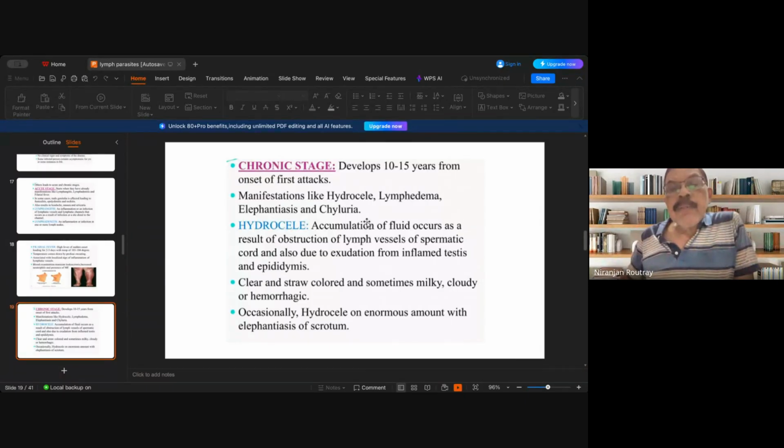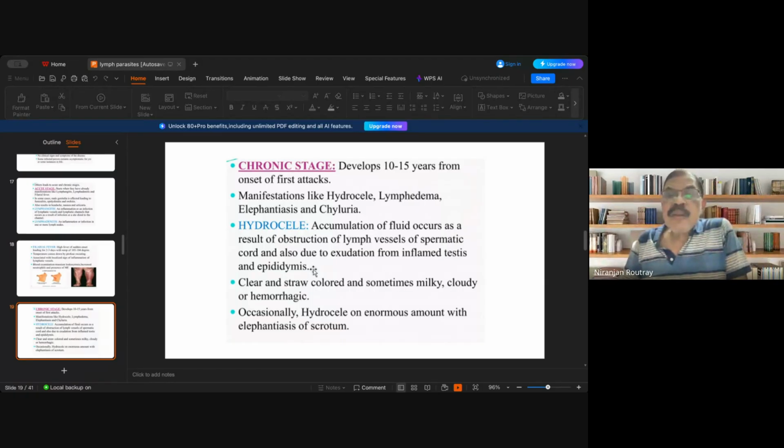Urine is normally clear and straw colored, but sometimes it is milky, cloudy, or hemorrhagic. Accumulation of fluid occurs as a result of obstruction of the lymph vessels of the spermatic cord, and also due to exudation from the inflamed testis and epididymis. Exudation means the release of fluid from the attacked testis as well as the epididymis.